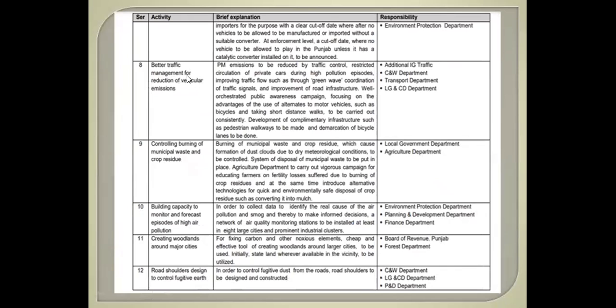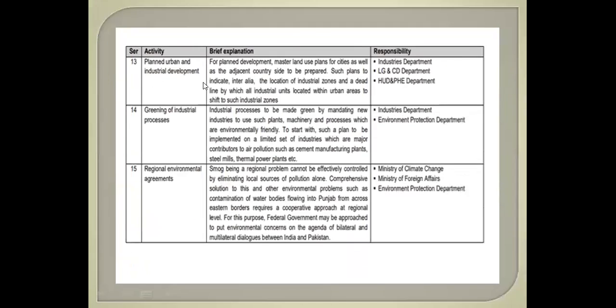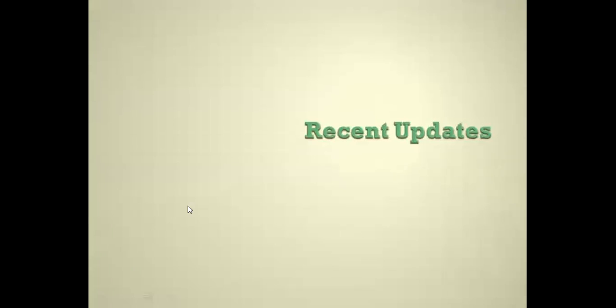Better traffic management for reduction of vehicular emission. In this policy, controlling burning of municipal waste and crop residues, building capacity to monitor and forecast episodes of higher air pollution, creating woodlands around major cities, road shoulders designed to control dust, planned urban and industrial development, greening of industrial processes, regional environmental agreements are discussed in these policies.